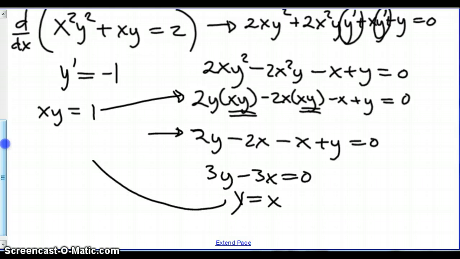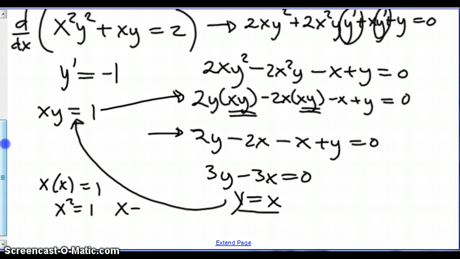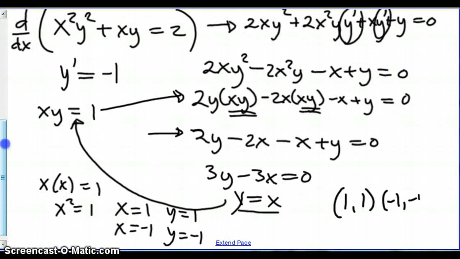If y is equal to x and xy equals 1, that means what? Well, I can make a substitution. I'm going to substitute y equals x. I'm going to substitute in for y. And I get x times x equals 1. Well, if x squared equals 1, that means that x either equals 1 or x equals -1. Since x equals y, when x equals 1, y equals 1. Since x equals y, when x is -1, y is -1. So we have 2 points already that work for this: 1, 1, and -1, -1.